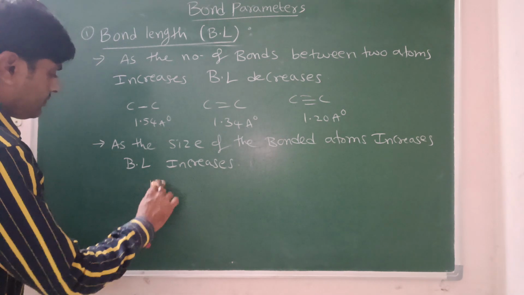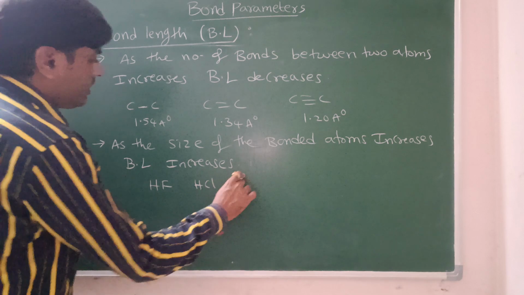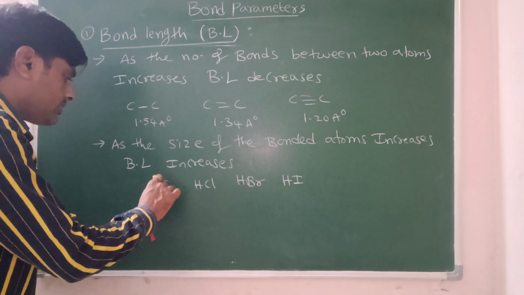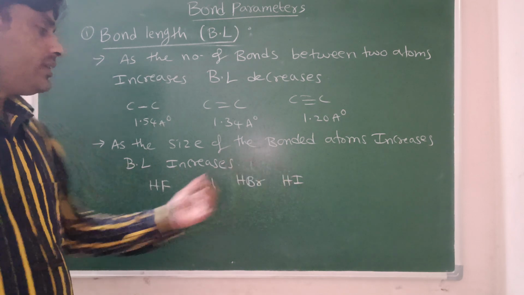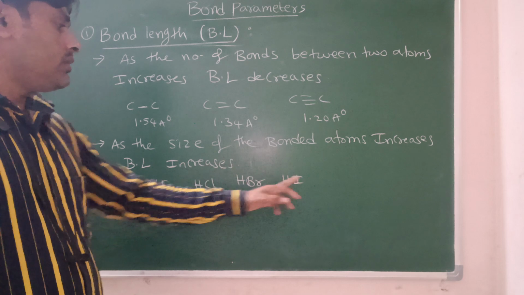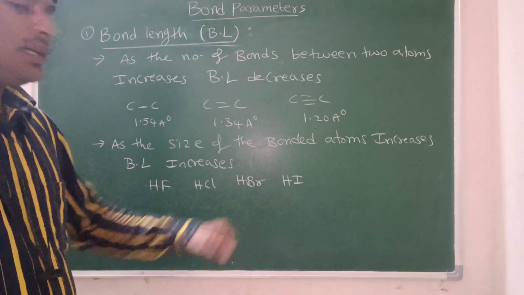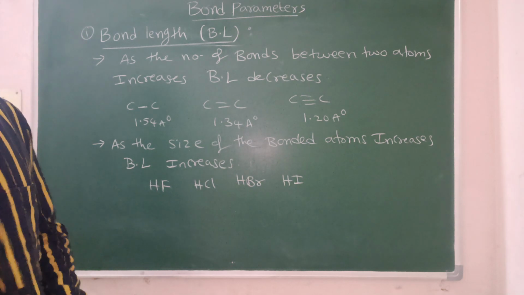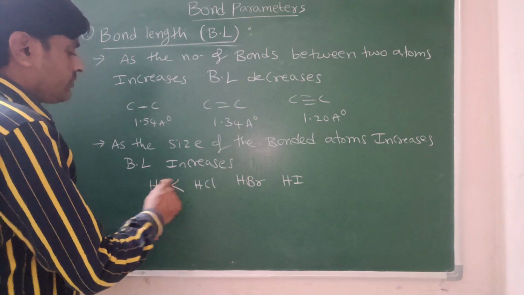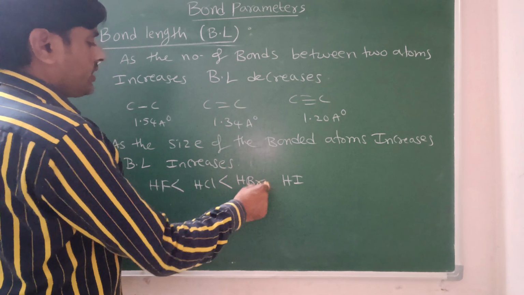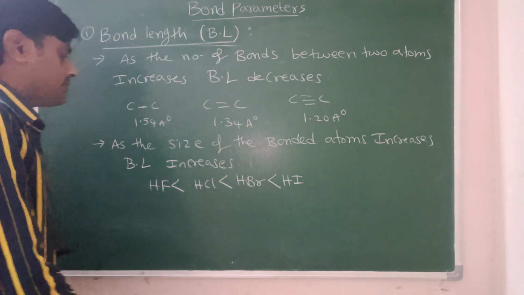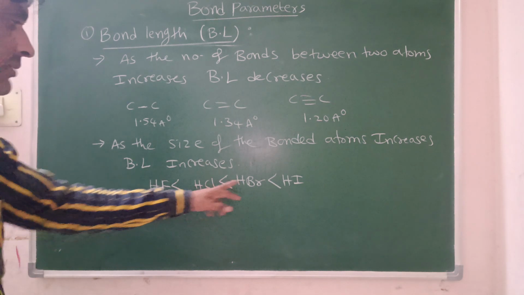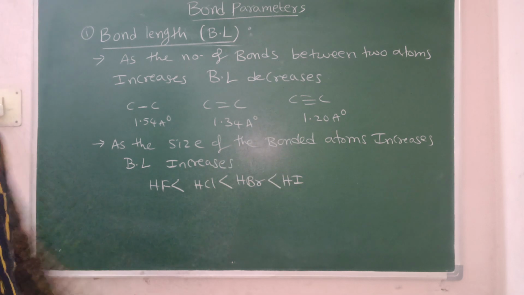For example, HF, HCl, HBr, HI. So here H is common in these compounds, and fluorine, chlorine, bromine, iodine. So for the halogens, from fluorine to iodine, size increases. Iodine has a large size, so HI has the largest bond length. From HF to HCl bond length increases, from HCl to HBr increases, HBr to HI also increases. This is the bond length increasing order, because the size of the atoms increases here, that's why bond length also increases.